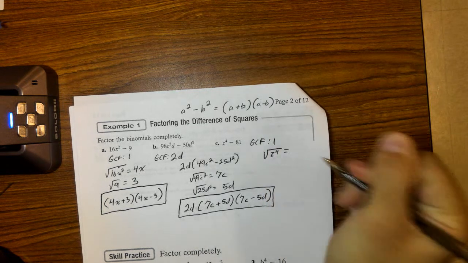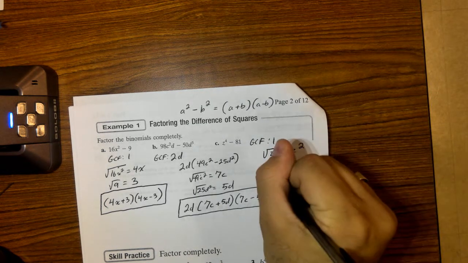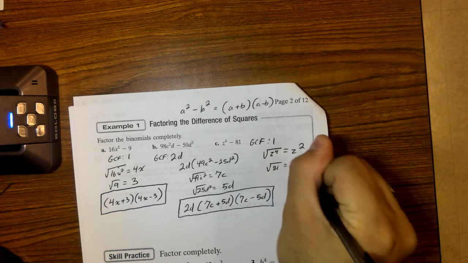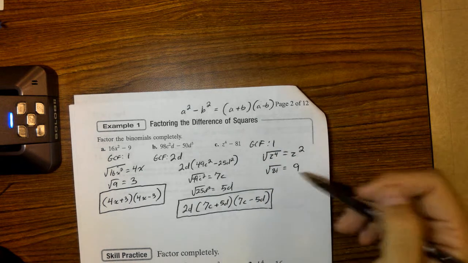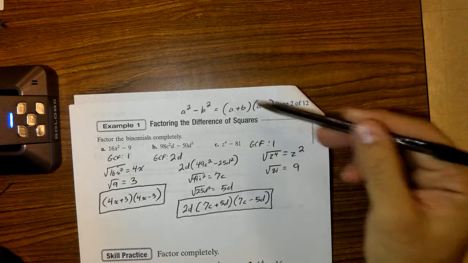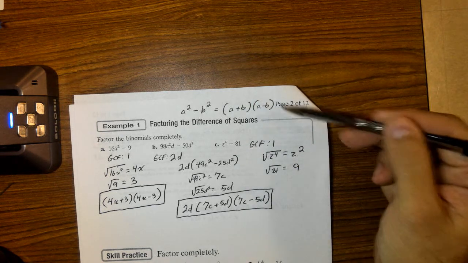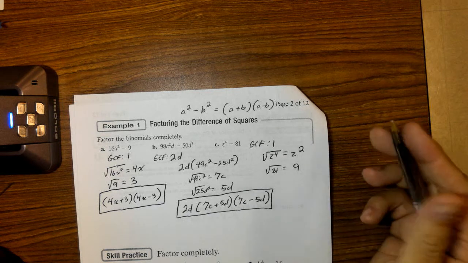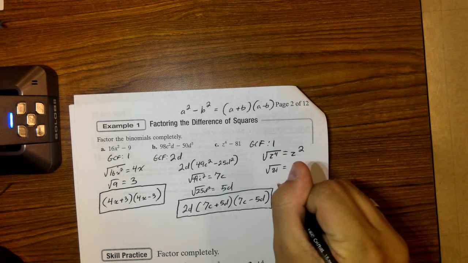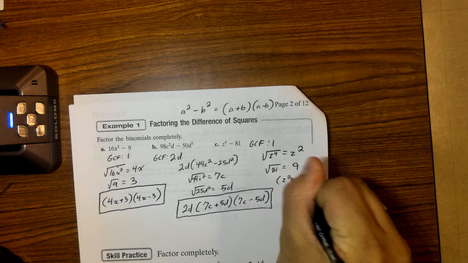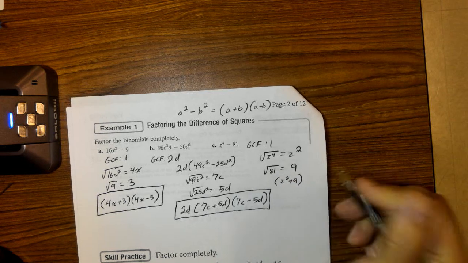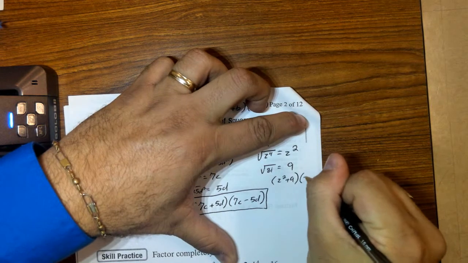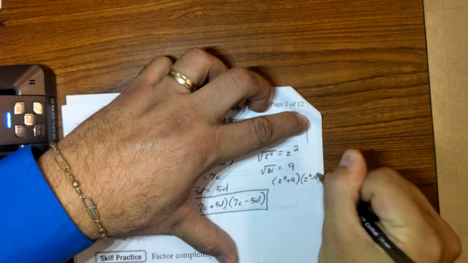So the square root of Z to the 4th is Z squared. The square root of 81 is 9. So this is going to follow the conjugate a plus b times a minus b, where z squared is a, 9 is b, and we put that in parentheses: z squared plus 9 times z squared minus 9.